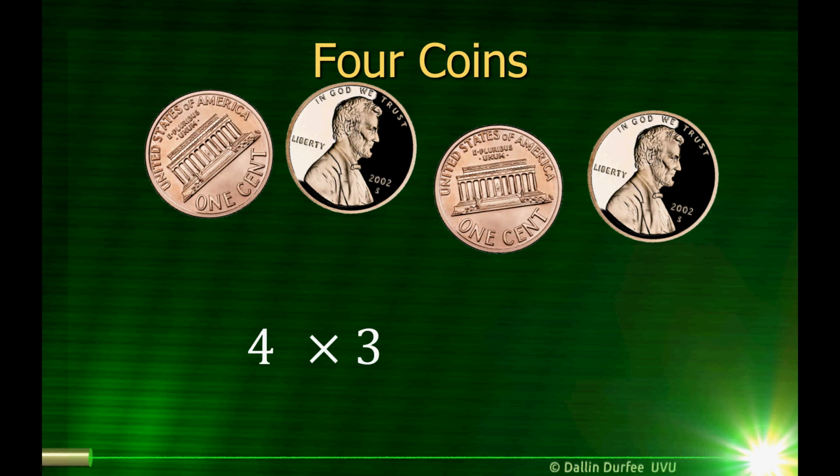Wait a minute. 4 times 3 is 12. We said there's only 6 microstates. But there's 2 different ways I could have chosen this same microstate. I could have chosen coin 4 and then coin 2, or I could have chosen coin 2 and then coin 4. So I have overcounted the number of microstates by a factor of 2. So if I divide by 2, I get 6.